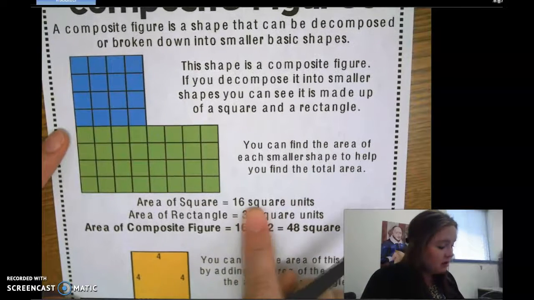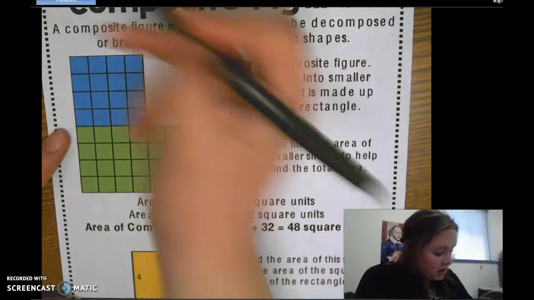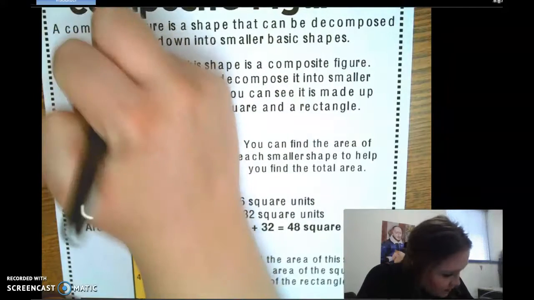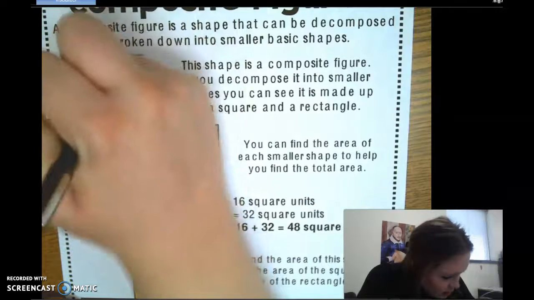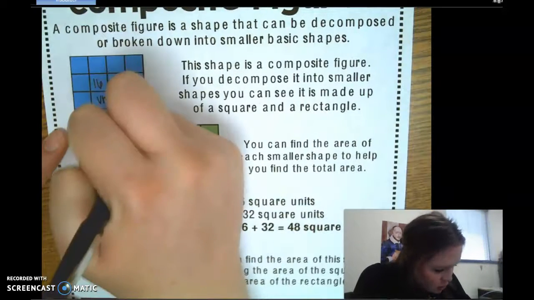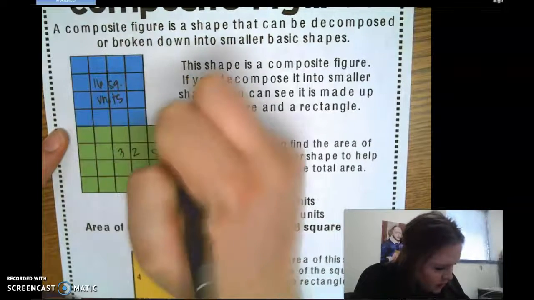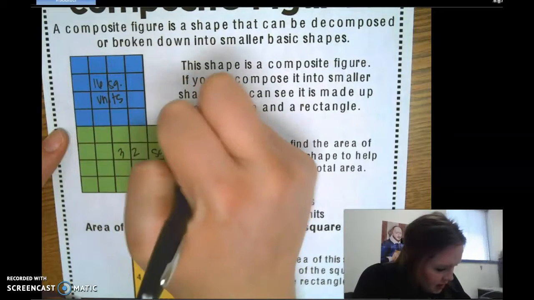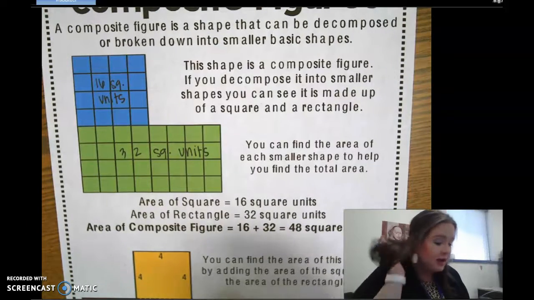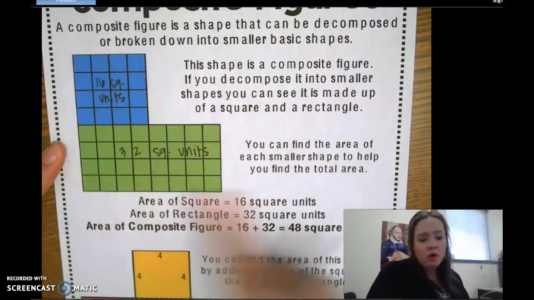And notice that they put their labels on here. So this is 16 square units. This is 32 square units. And then they just added those two areas together to get the area of the whole figure.